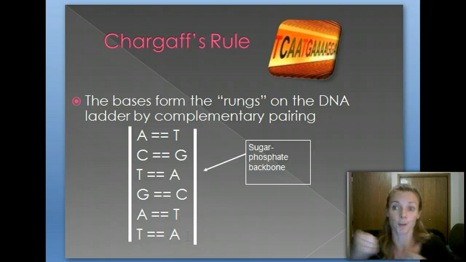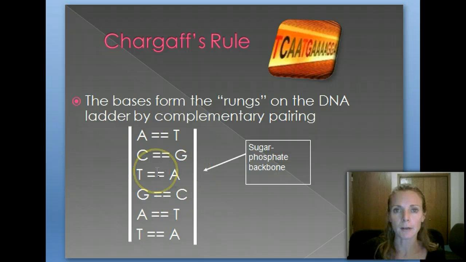I can make a little song about it. Okay, just kidding, I'll be quiet. But those are the pairings. You have to know those. You have to memorize those. A goes with T, C goes with G. Okay? Do not forget those. You will see that for sure on your test.